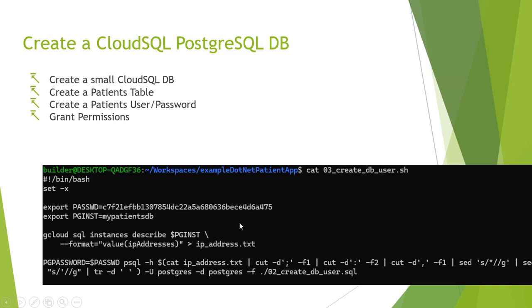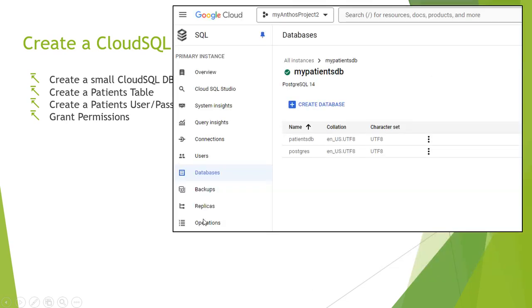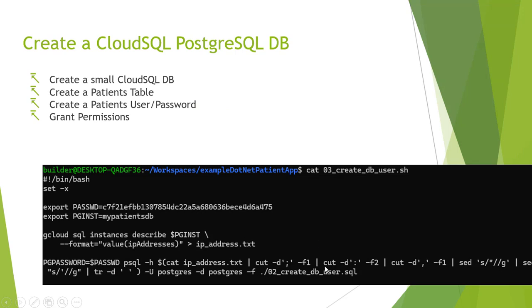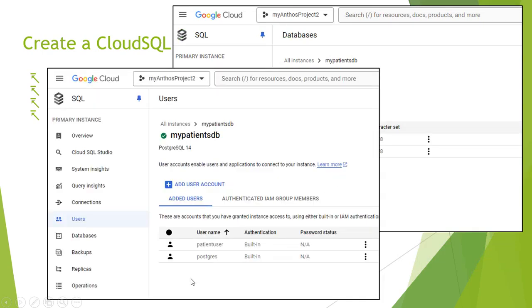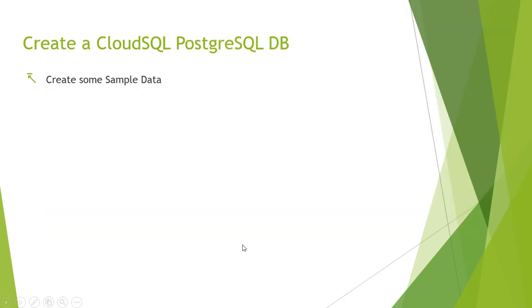So, back to that script. I'm going to go ahead and run that one that creates the user. Here I'm using the superuser, the Postgres user, to go to the database and create the users. And by the way, this little gobbledygook of bash for the cuts and the seds, that's just because the IP address is actually a JSON file with both your public and your private. So now you can see I made the patient's DB and I made the patient user.